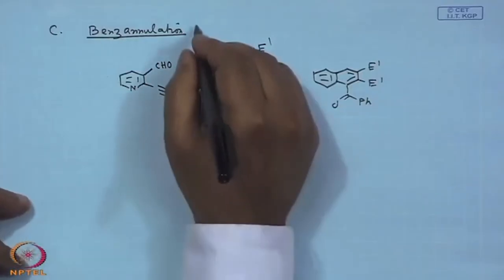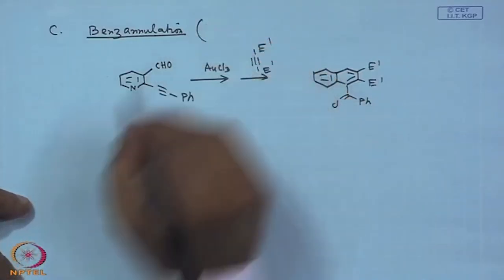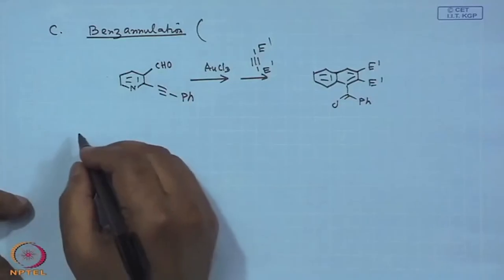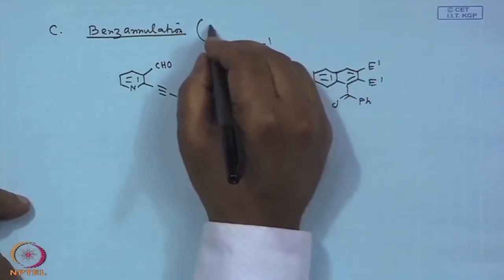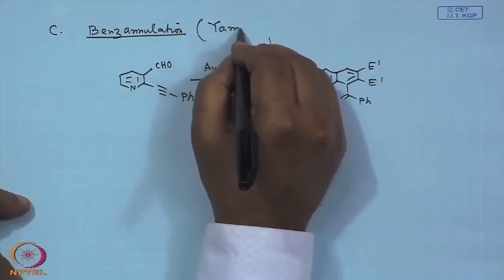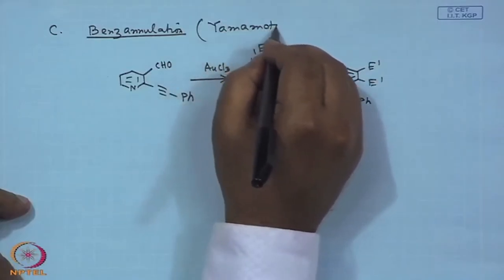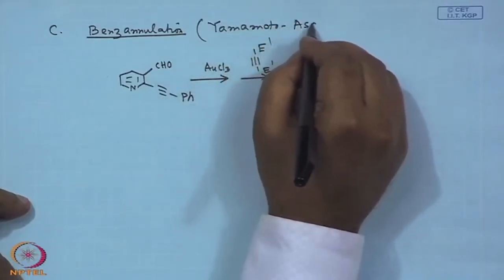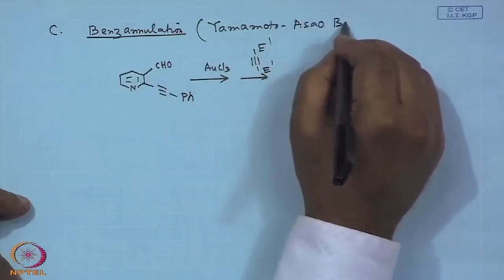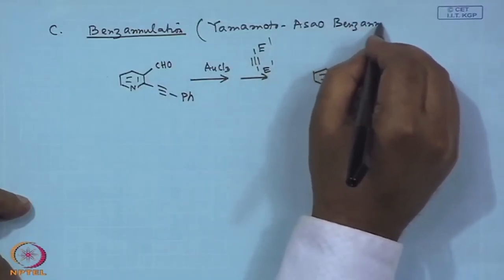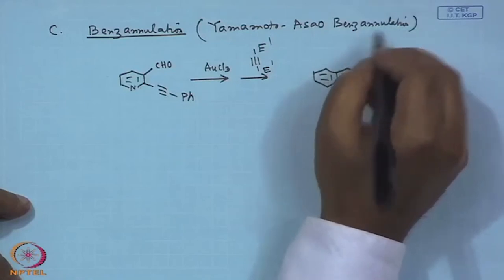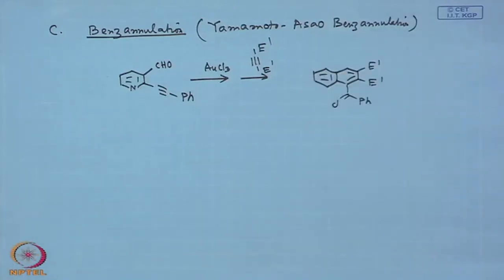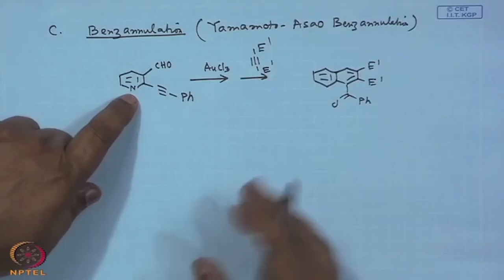This is sometimes very popular in aromatic chemistry. It is sometimes known as the Yamamoto-Asao benz annulation. That means if you have, let us say, a benzene derivative, of course, what you will get? You will get the corresponding naphthalene compound. And this is a very fascinating reaction.